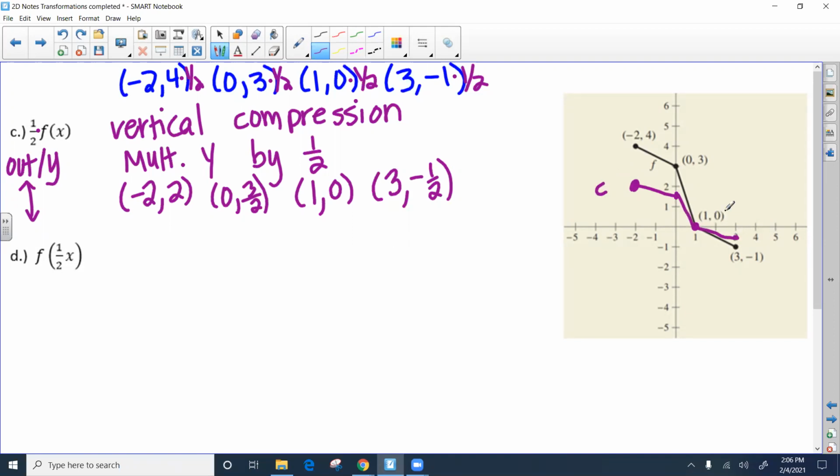As we can see from that one, it's the same width as before, but we vertically compressed it, which means it's shorter than before. The y values are smaller, so it's shorter, or in other words, it's half as tall as it was before. So vertical compression affects the y values or height. All right, last one.